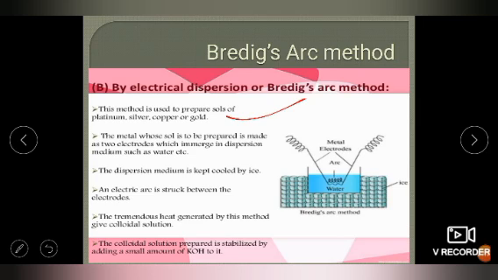And an electric arc is struck between the electrodes, and the tremendous heat generated by this method gives a colloidal solution. Whatever heat is generated by these two electrodes forms the colloidal solution. The colloidal solution prepared is stabilized by adding a small amount of KOH, and this is called stabilization, the stabilizer is called an emulsifier.